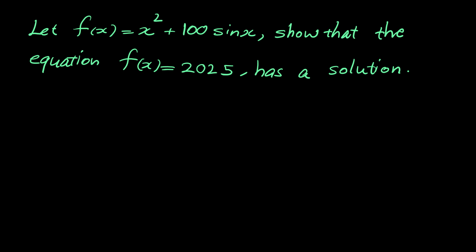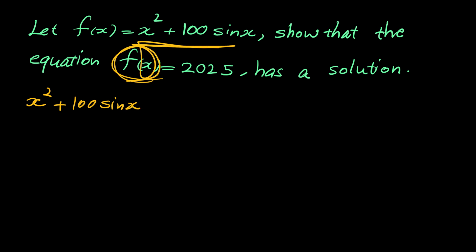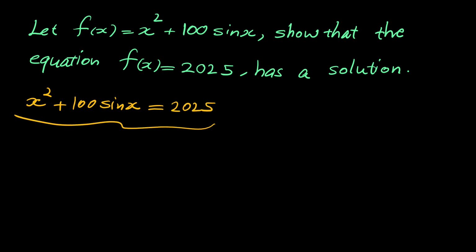So we want to show, using IVT or intermediate value theorem, that the equation f of x equals 2025 has a solution. x to the 2 plus 100 sine of x is f of x, so we substitute f of x with its value. f of x is x to the 2 plus 100 sine of x. We want to show that x to the 2 plus 100 sine of x equals 2025. This is an equation. We want to show that this equation has a solution.